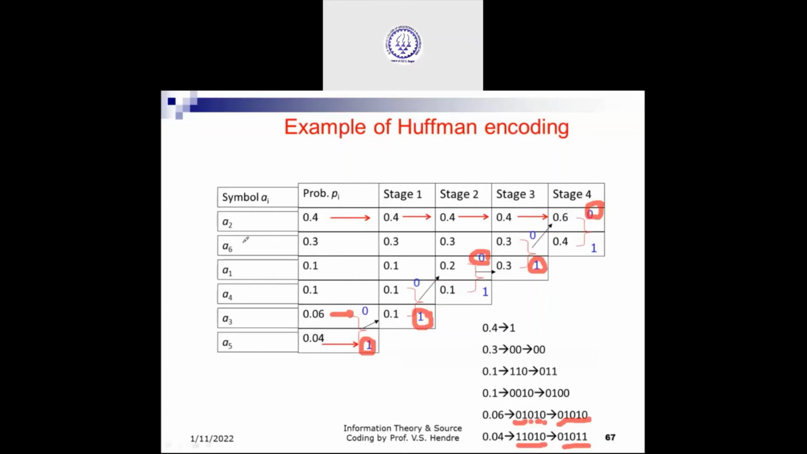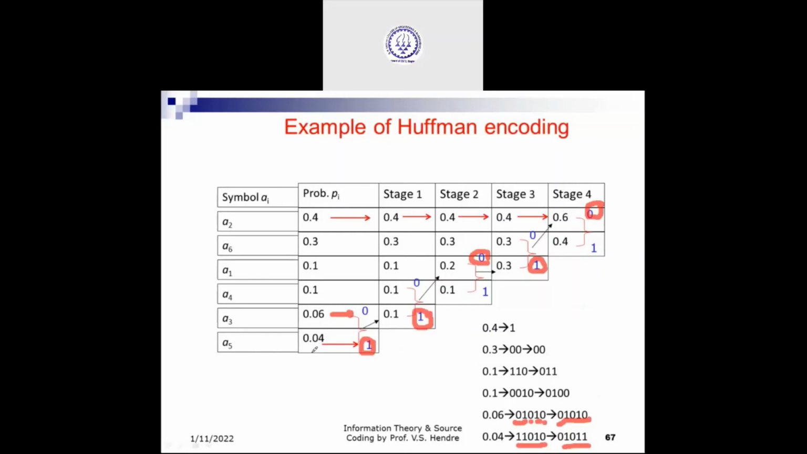Many of the books try to explain the Huffman code going from stage number 4 back to the original stage, but it becomes very difficult in tracing the code word in the reverse order. That's why this is the simplest method. Go on the forward way and reverse the code so that you will get the final code word for Huffman coding.